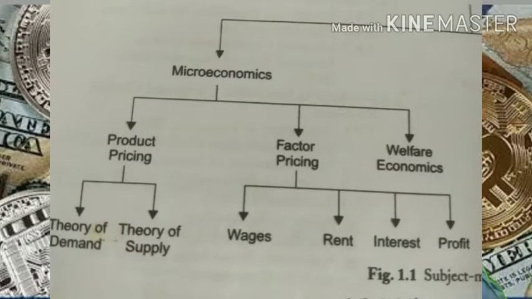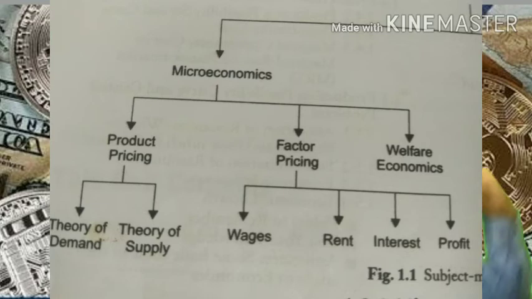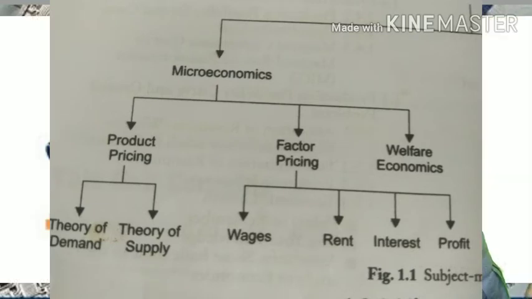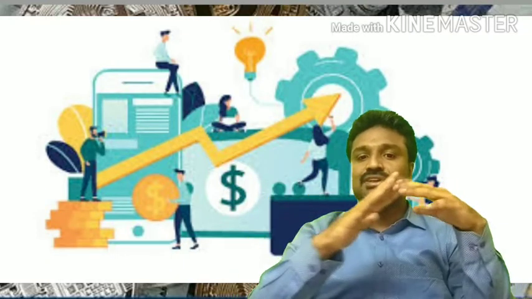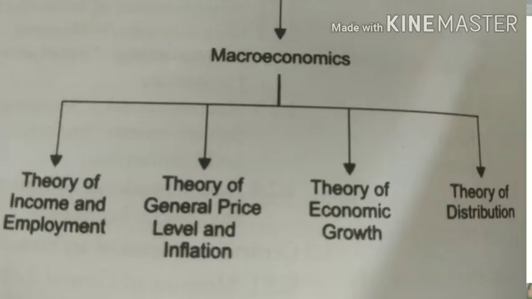Let's see the subject matter of economics. Microeconomics deals with product pricing, factor pricing, and welfare economics. Under product pricing, theory of demand and theory of supply. Under factor pricing, wages, rent, interest, and profit. Under macroeconomics, theory of income and employment, theory of general price level and inflation, theory of economic growth, and theory of distribution. Let's see one by one.